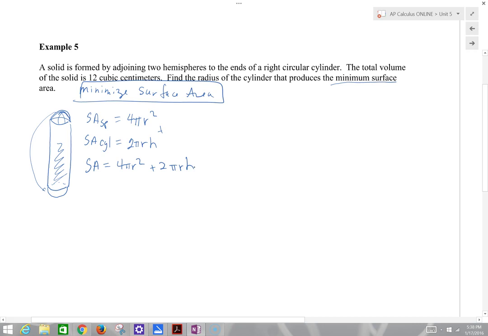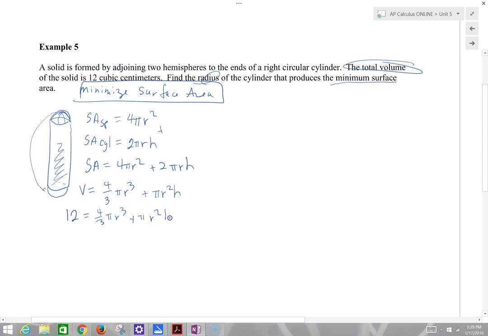We got too many variables in there, but we do know that the volume of a sphere is 4/3 pi r cubed, plus the volume of the cylinder, which is pi r squared times h. So now we have those two equations, and we need to put them together. Looks like fun. So one of the questions is, do you solve for r or do you solve for h? I'm going to solve this for h because we're trying to minimize the surface area with respect to the radius.